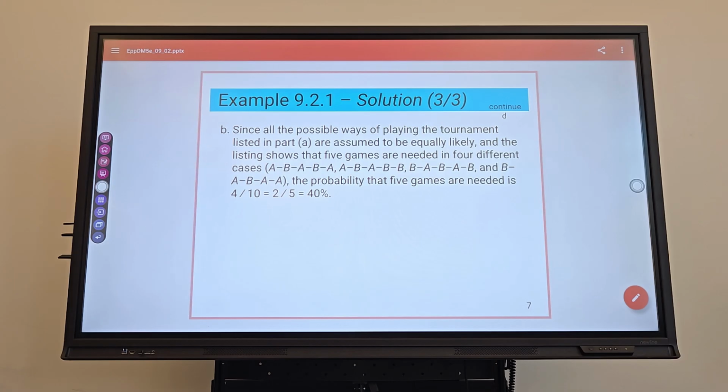Since all the possible ways of playing the tournament listed in Part A are assumed to be equally likely, and the list shows that 5 games are needed in 4 different cases, the probability that 5 games are needed is 4 out of 10, or 4 out of the total number of possible outcomes, which is also equivalent to 2 over 5, or 40%.